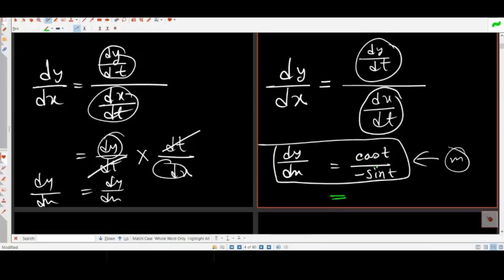We can also simplify the result. We know that cosine t over negative sine t is negative cotangent of t. So in that case, we can say that dy/dx equals negative cotangent of t. It is also the same result. So this is how we can find the derivative for parametric functions.